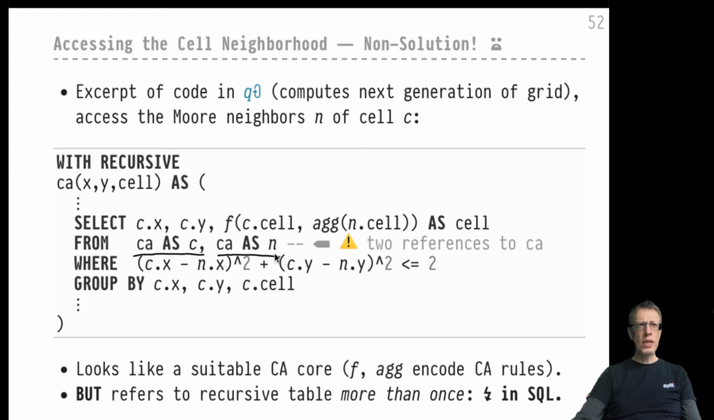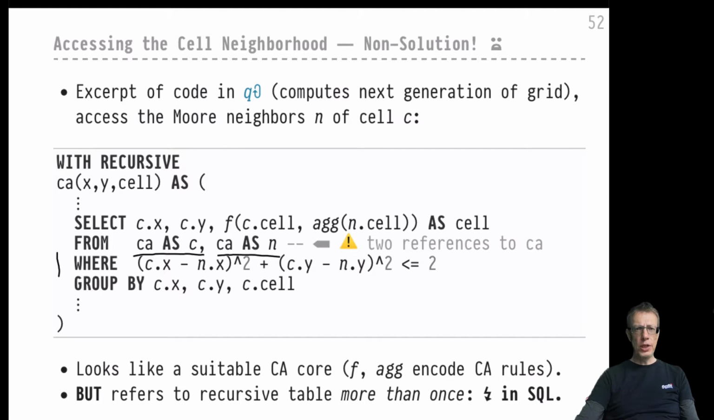To make sure that N is indeed a cell in the neighborhood of C, we would have a where predicate here that identifies, in this case, the Moore neighborhood of C. If you look closely at this predicate, it would exactly admit those cells N that are in the Moore neighborhood, one of the 8 cells in the Moore neighborhood of cell C.